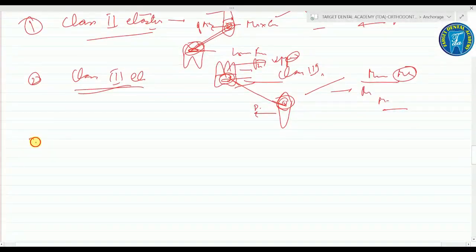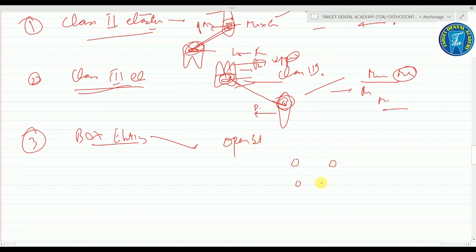Box elastic. We usually use this kind of elastic in case of open bite. See, this is your maxillary canine, these are your mandibular canines. This space is open. Fine. So you place these, these are your brackets. So you place the elastic in a box pattern, only one elastic. You need to engage the one elastic on all the 4 canines. So this is the box elastic. It is used to correct the open bite.